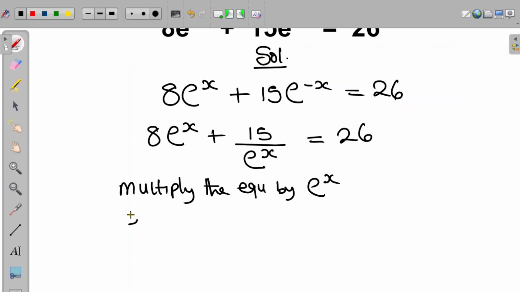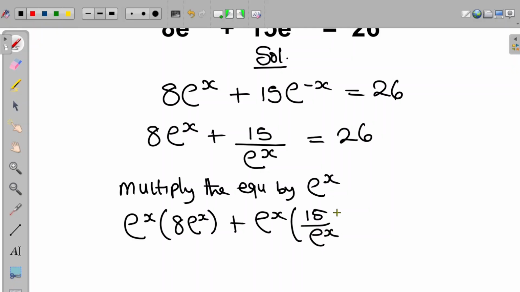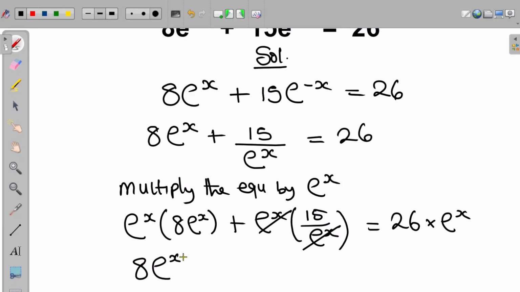So therefore, we have it that e to the power of x multiplied by 8e to the power of x plus e to the power of x multiplied by 15 divided by e to the power of x equal to 26 multiplied by e to the power of x. So at this point, this can cancel out. So at this point, we have this become 8 multiplied by e to the power of x squared plus 15 equal to 26 multiplied by e to the power of x.